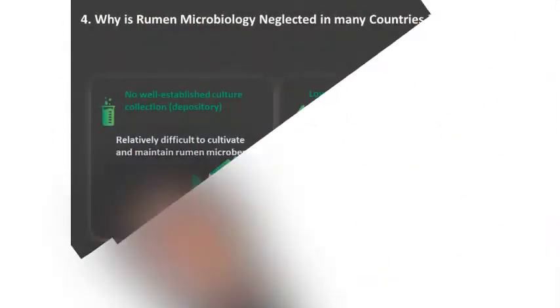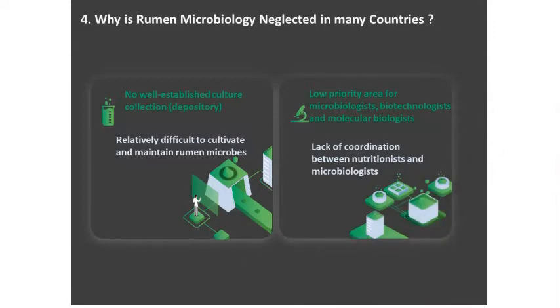When the microbes are so important for feed digestion in the rumen, why is rumen microbiology a neglected area in many countries? There is no well-established culture collection or depository to keep the isolated and standard cultures. It is relatively difficult to cultivate and maintain rumen microbes, as these microbes require very specific and sophisticated laboratory facilities. It is a low priority area for microbiologists, biotechnologists, and molecular biologists. Researchers prefer to work on clinical, industrial, and food microbiology. There is a lack of coordination between nutritionists and microbiologists, and now a coordinated research project has been started specifically for rumen microbes by the Indian Council of Agricultural Research, New Delhi, India.